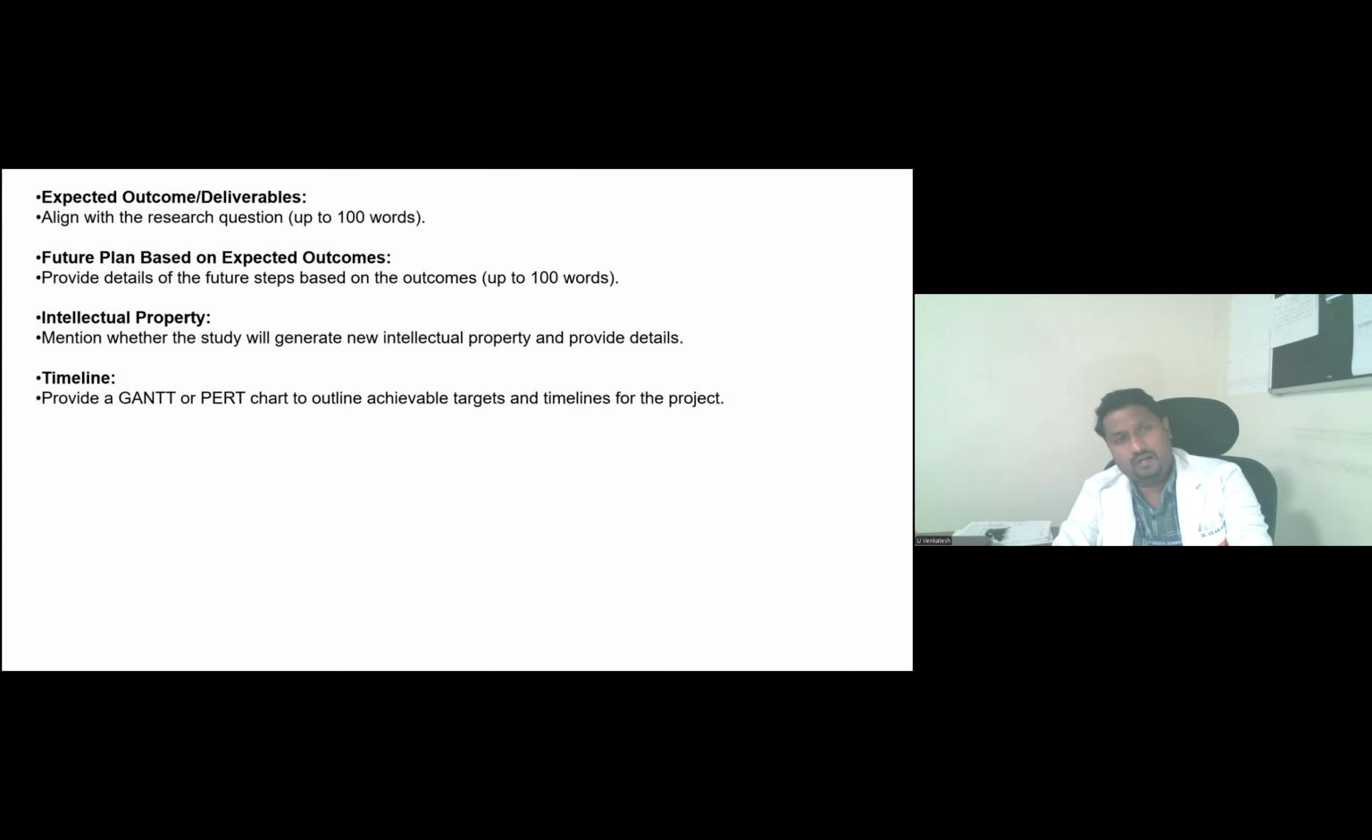These are 100 words, 100 golden words. This is very important, aligned with the research question. 100 words is most important. This will decide the selection of your proposal. Very important. Then the future plan based upon the expected outcomes. It is important. Other than that, you will also find some small questions.